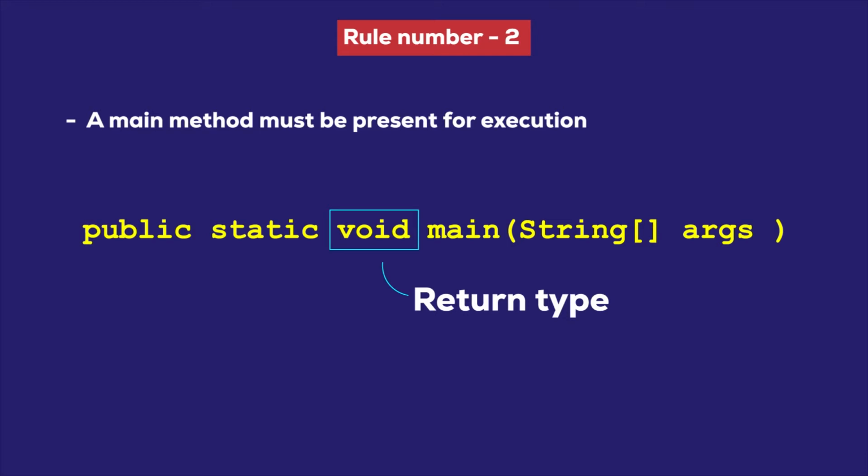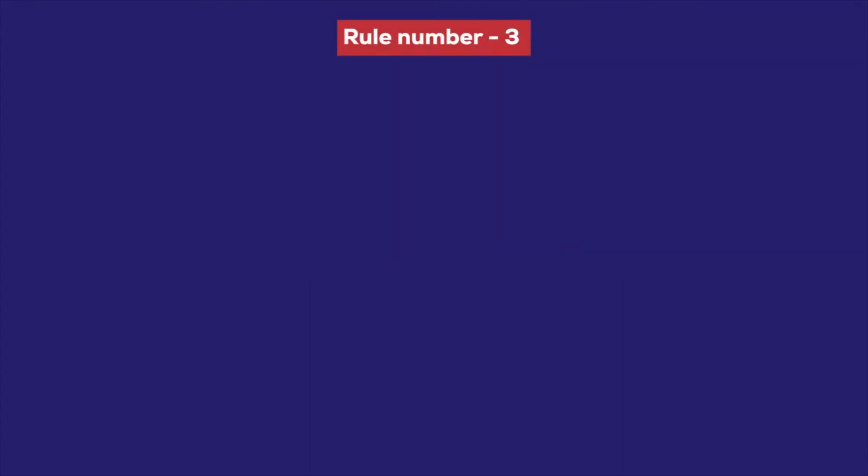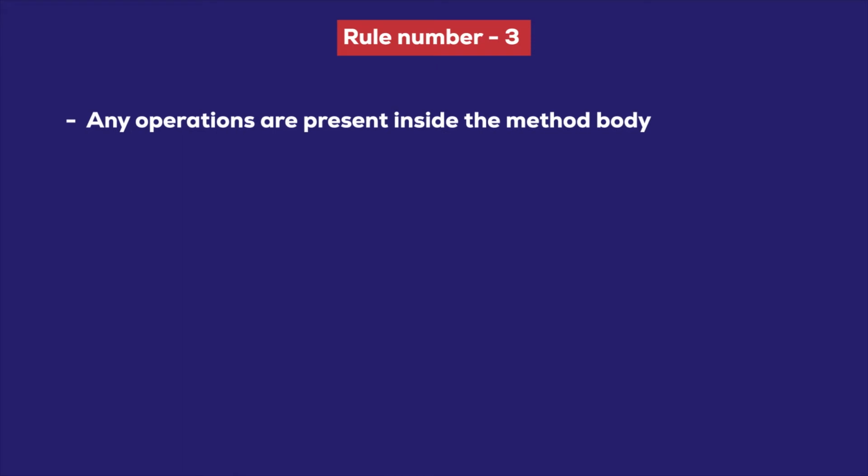Main represents the name of the method. For executing the program, the control always starts from the main method. If there is no main method in your program, the code will not start execution. Inside the parenthesis, String, open and close brackets, space, args must be present. This is known as command line arguments. The arguments passed from the console can be received in the Java program, and they can be used as an input.